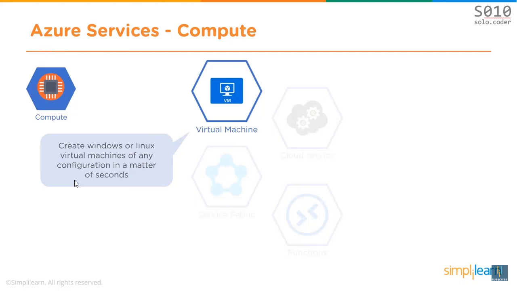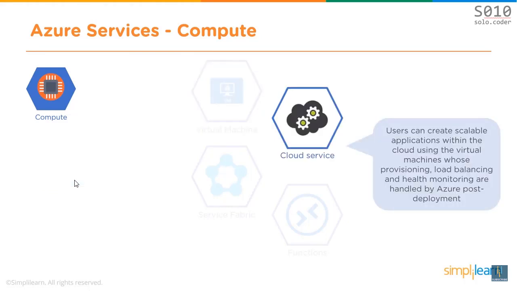First, virtual machine. With this service, you get to create a virtual machine with a Linux or Windows operating system. It's easily configurable. You can add RAM, you can decrease RAM, you can add storage, remove it. All of it is possible in a matter of seconds. Now let's talk about the second service, cloud service. With this, you can create an application within the cloud, and after you deploy it, all of the work is taken care of by Azure, which includes provisioning the application, load balancing, ensuring that the application is in good health, and all of the other things are handled by Azure.